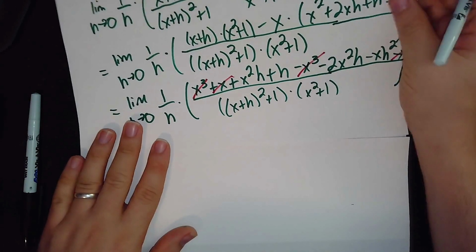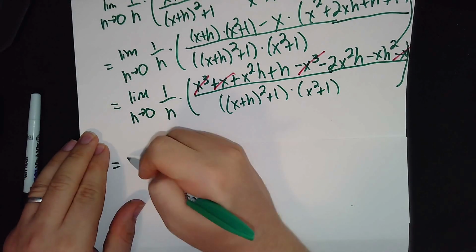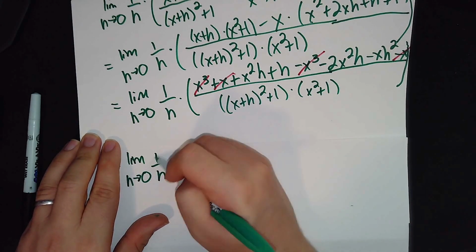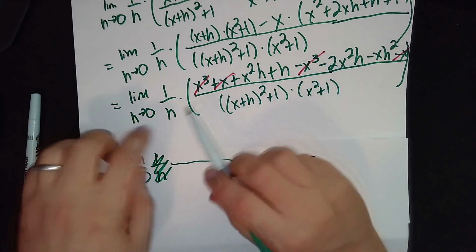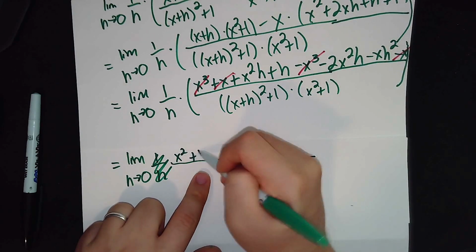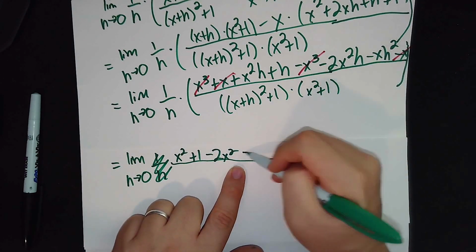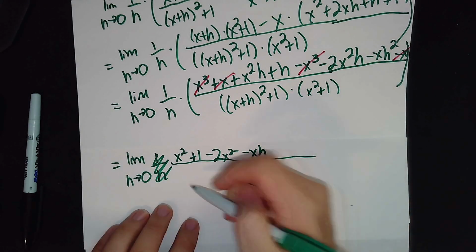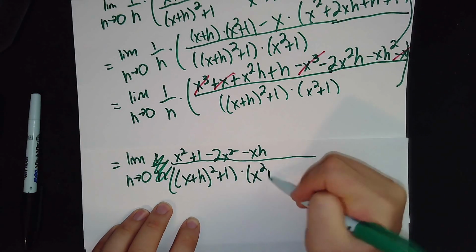So when I go ahead and I look at that, this is going to turn into the limit as h goes to 0, 1 over h times, oh, sorry, I'm going to divide through by h before I do that. So I'm not going to have a 1 over h times. I'm just going to divide through by h as I copy these. So that's going to be an x squared. That's going to be a 1. It's going to be a minus 2x squared. That's going to be a minus xh. And that is it. There's only the 4 terms there left in the numerator. And we've got the x plus h squared plus 1 times x squared plus 1.